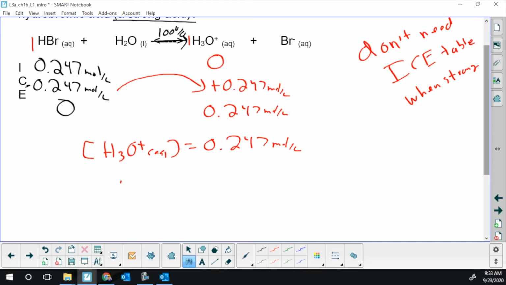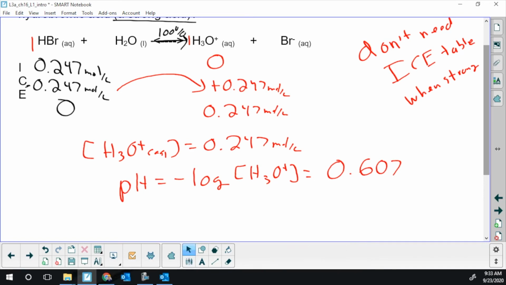I'm going to choose to do pH next. Again, I could have gone to hydroxide next if I wanted to, and then Kw is hydronium times hydroxide. But I'm going to do pH. That's the negative log of the hydronium concentration. And when I do that, I get 0.607.